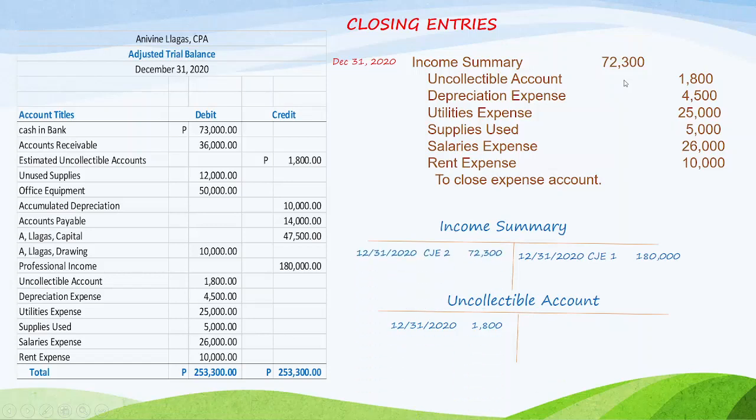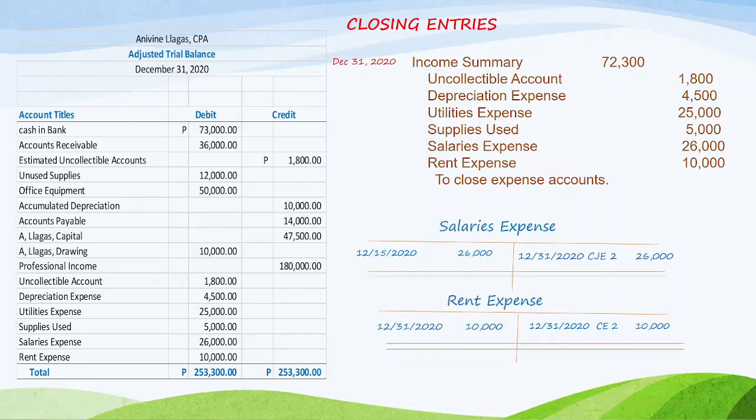Alright, so that's it. And we assume here that the transaction date is December 31, 2020, and we're going to plot the closing entry. We're going to credit 1/8 for the uncollectible account, so it must look like this. And let us continue. As you can observe, class, all of the expenses accounts were already closed. So that's the purpose of the closing entries again, to close the revenue, expenses, and the drawing accounts.